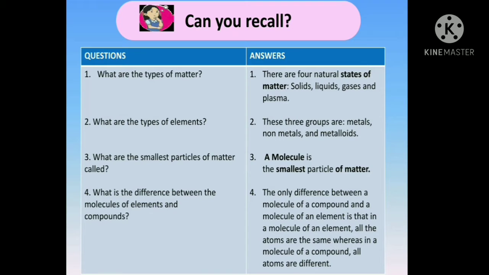Whereas in a molecule of a compound, all atoms are different. We know that water is a compound. When I say one molecule of water, it contains 2 atoms of hydrogen and 1 atom of oxygen. So, in a molecule of a compound, all atoms are different.